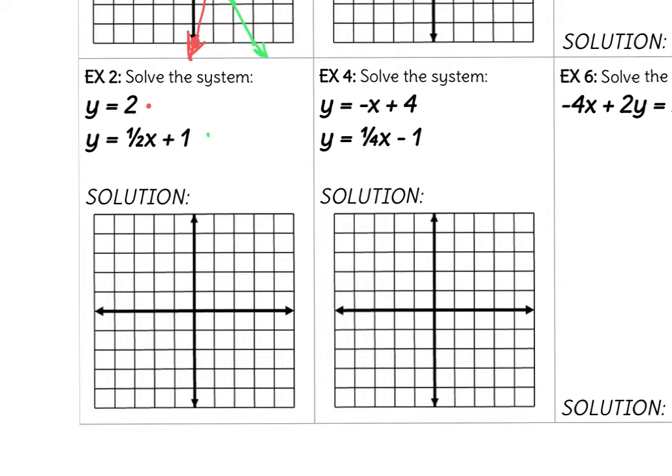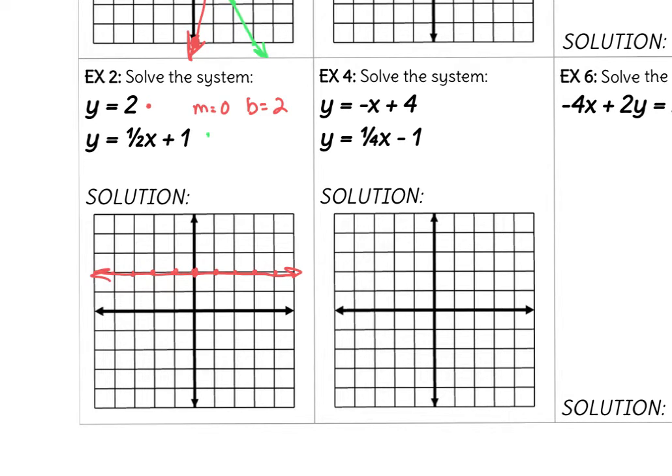Since there is no x variable here, that means that this 2 is our y-intercept. And the only reason that they wouldn't put an x in this equation is if the slope was 0. So we have a slope of 0 and a y-intercept of 2. So literally, we just have a horizontal line that crosses at y equals 2. So that's our first line.